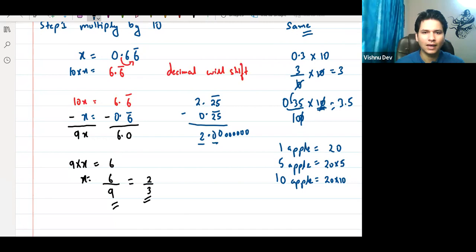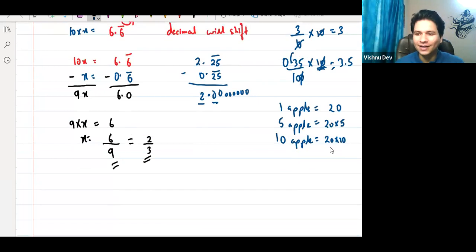Yes, okay. Now, if the cost of 10 apples is 20 into 10, which is 200, right? So what's the cost of one apple? Tell me, what is the cost of one apple? It is 200 by 10. Right? Think about it now. 20 rupees. Yes or no?